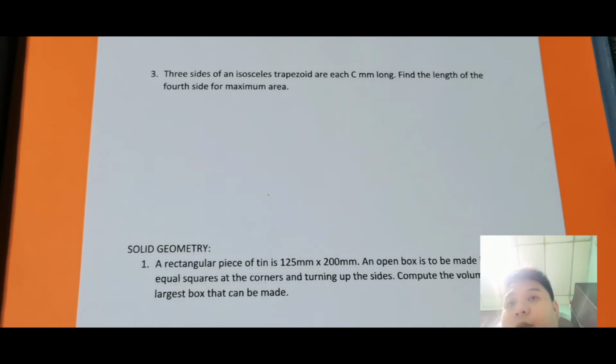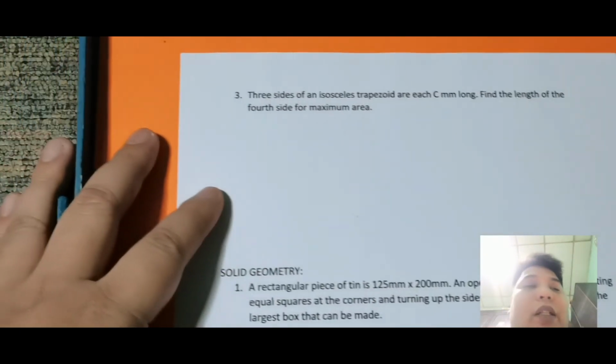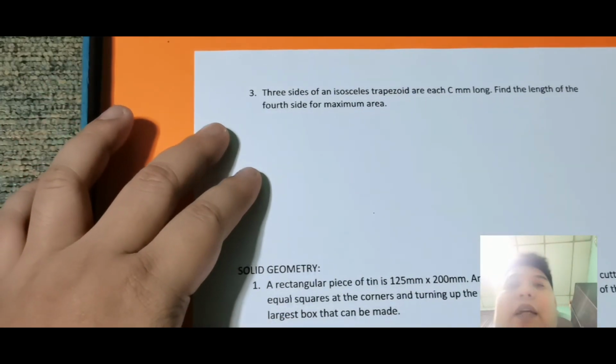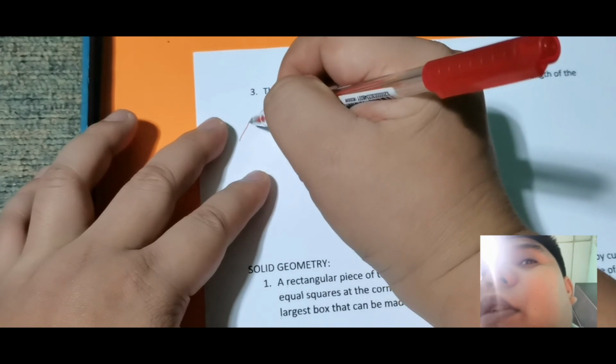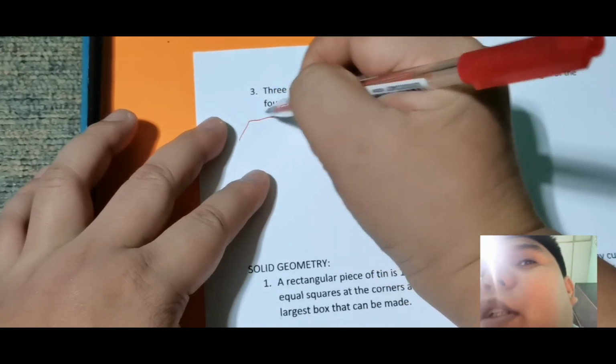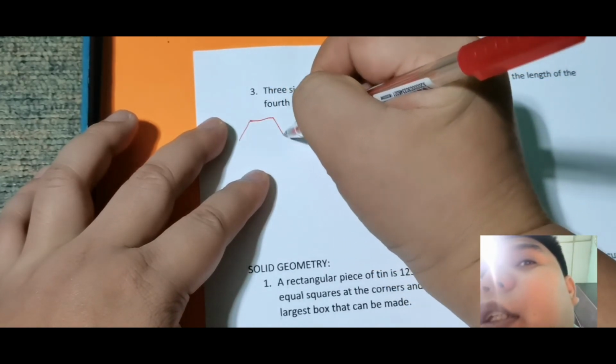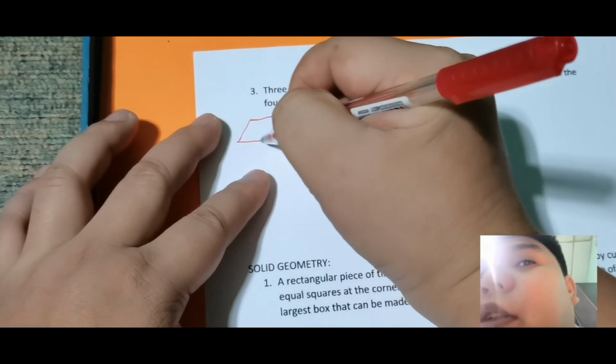Okay, so for number 3, three sides of an isosceles trapezoid are each c millimeter long. So find the length of the fourth side for maximum area. So yung ma-maximize natin yung kanyang area. So yun yung ating objective function. So drawing tayo ng trapezoid. So sabi yung tatlo daw is c. So meaning dapat equal yung tatlo.